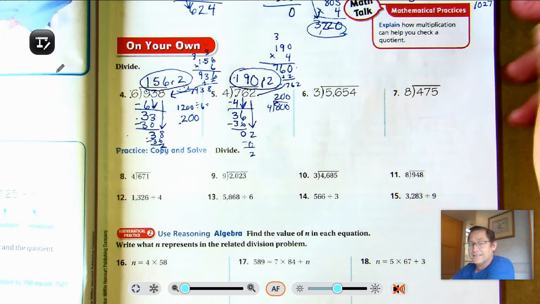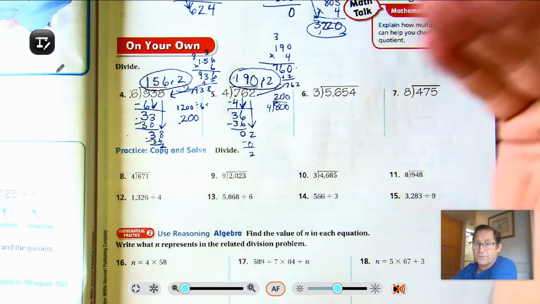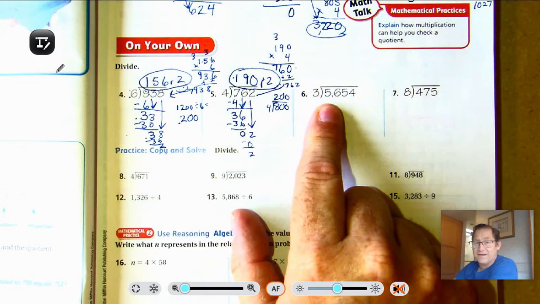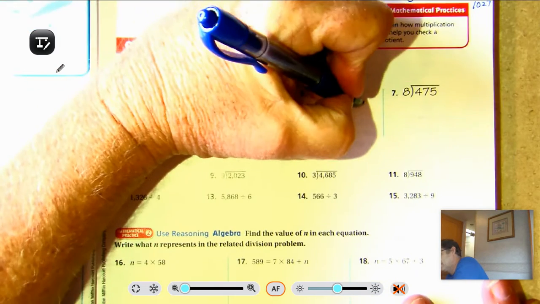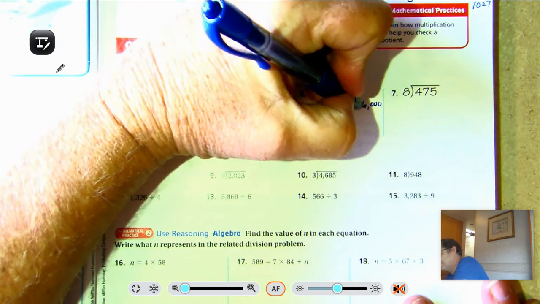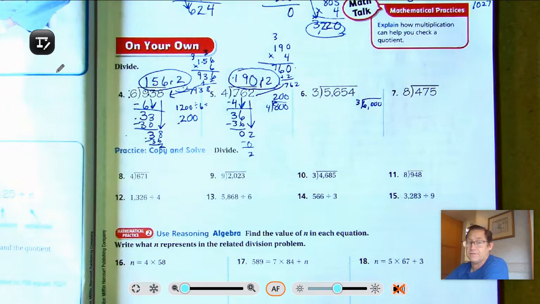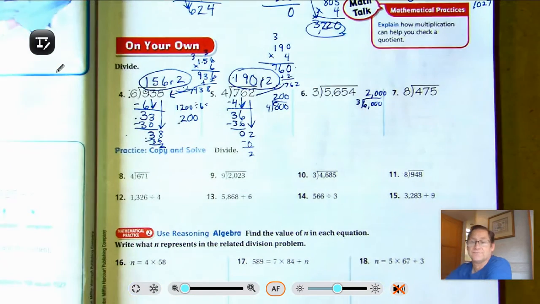All right, 5,654 divided by 3. The multiples of 3 are 3, 6. So let's change 5 thousands to 6 thousands. 6,000 divided by 3. 6 divided by 3 is 2. So we want an answer close to 2,000.